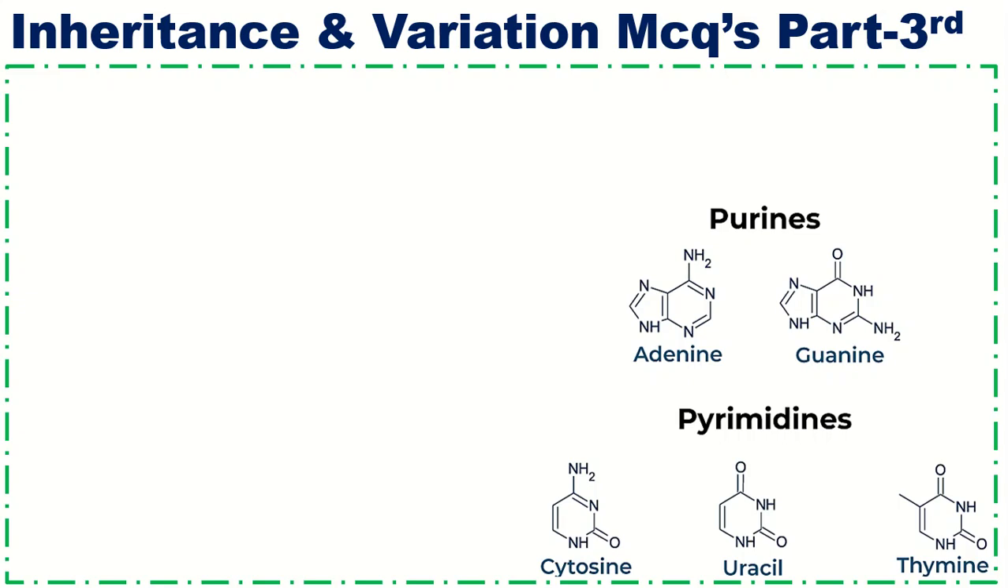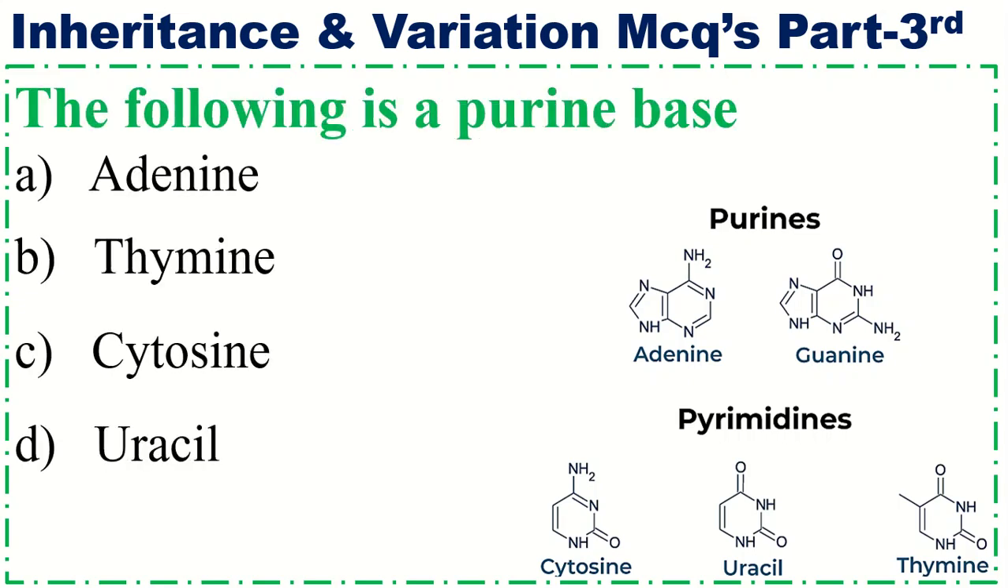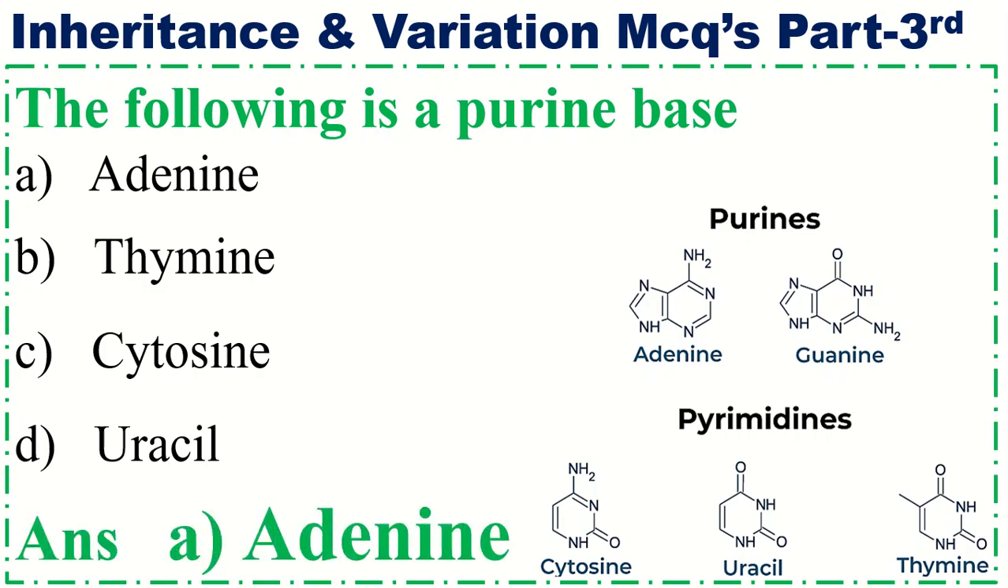In this video we will discuss the most important topic, inheritance and variation MCQs part 3rd. So our first MCQ is: the following is a purine base. Option A adenine, B thymine, C cytosine, D uracil. So the correct option is A adenine.